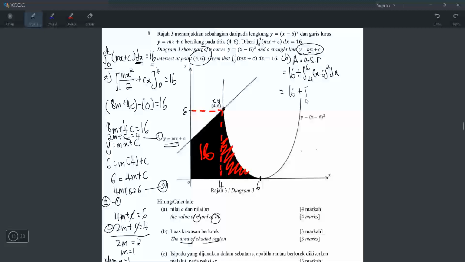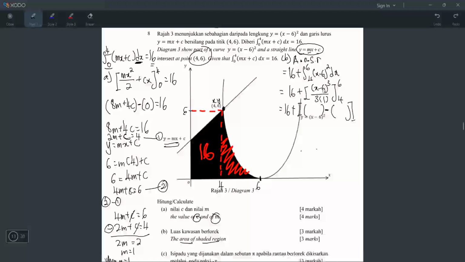And then I will integrate straight away. So it becomes (x minus 6) to the power 3 over 3. But if you want to do it like this, make sure you open another bracket and differentiate inside the bracket one more time. So differentiate x minus 6 is 1, because differentiate x is 1, differentiate 6 is 0. And then don't forget to write 6, 4 here. So now let's continue. 16 plus. Now we can substitute the 6 inside this bracket, and then substitute 4 inside this bracket, with minus in the middle.